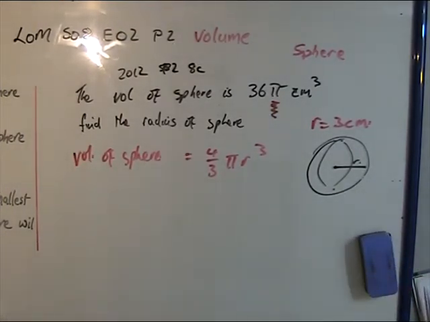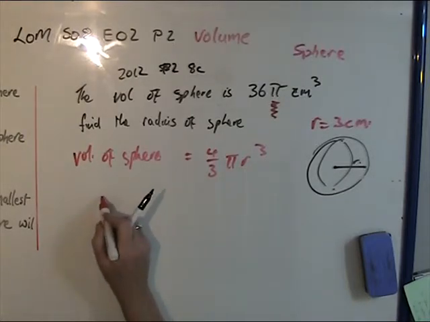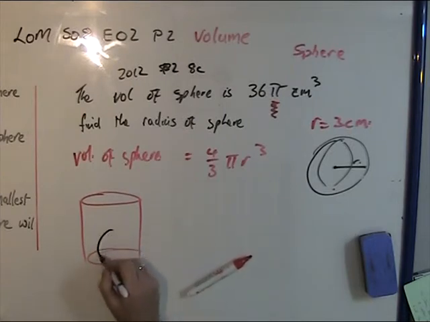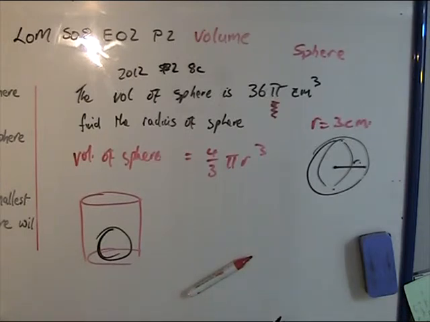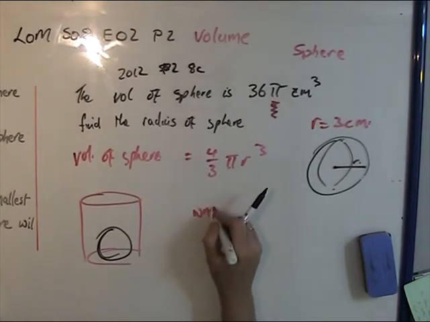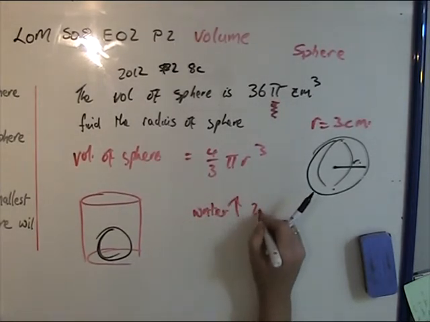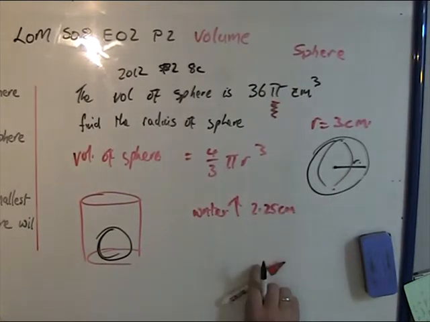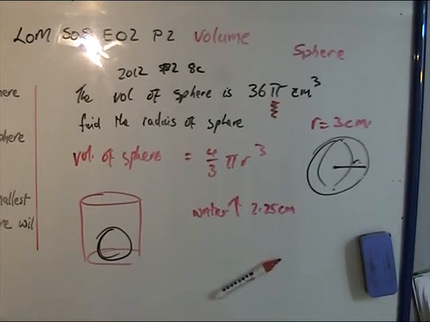And the next part of the question says, when the sphere is fully immersed in a cylinder of water, and it even draws you out a diagram. So when it's fully immersed in a cylinder of water, the level of the water rises by 2.25 centimeters. Okay, so it rises by 2.25 centimeters, and that means that we have to start using our head here.